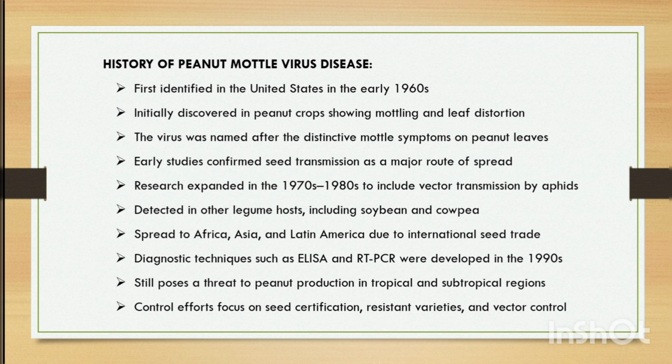Research expanded in the 1970s to 1980s to include vector transmission by aphids, and the virus was detected in other legume hosts including soybean and cowpea. It spread to Africa, Asia and Latin America due to international seed trade. Diagnostic techniques such as ELISA and RT-PCR were developed in the 90s. It still poses a threat to peanut production in tropical and subtropical regions. Control efforts focus on seed certification, resistant varieties, and vector control.